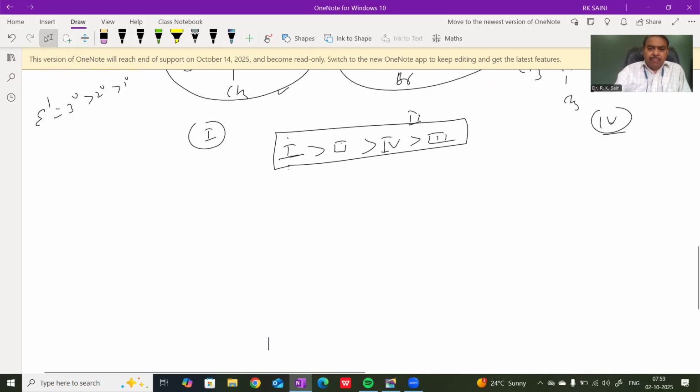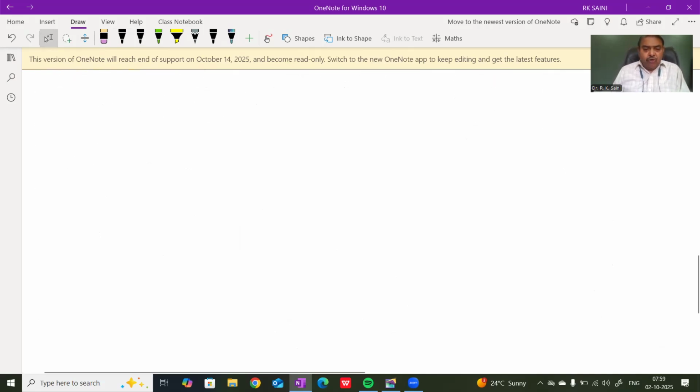Next, the rate of dehydration of alcohols toward E1 reaction. Rate of dehydration of alcohols in presence of acid catalyst. For example, we consider the following alcohols.